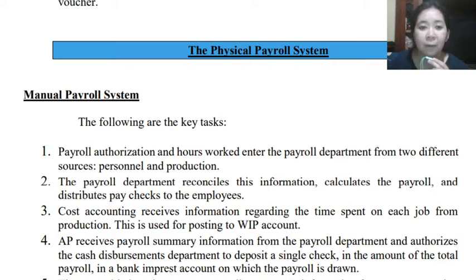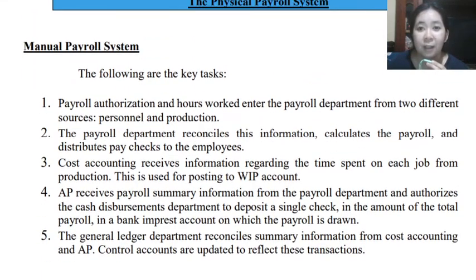Basically, for a manual payroll system, we have the following key tasks. First, payroll authorization and hours worked will be entered to the payroll department from two different sources. This will be from the personnel or the HR and the production. Here, this will be used as a source document and as a basis for the computation of the hourly rate and the salary or wage that will be paid to the corresponding employee.